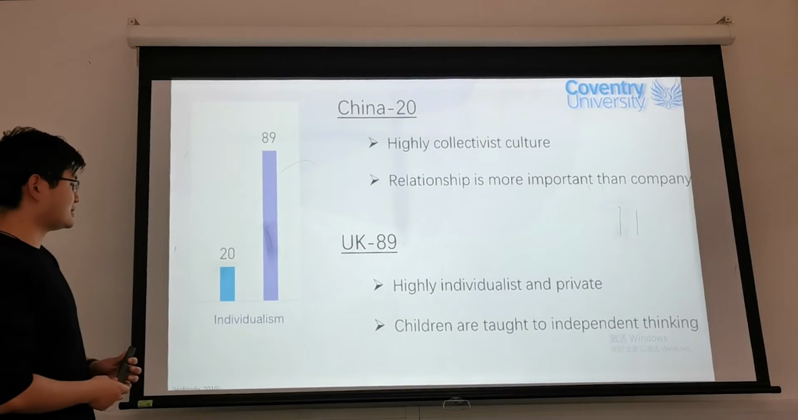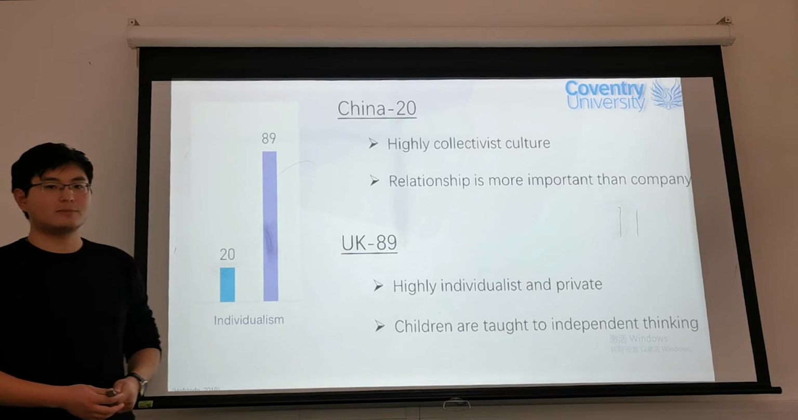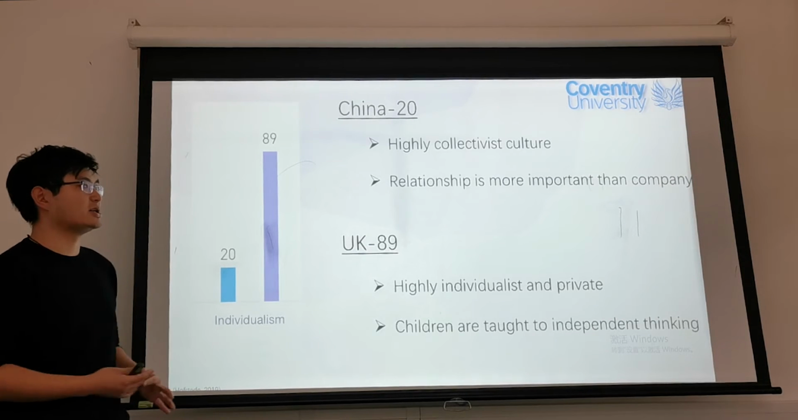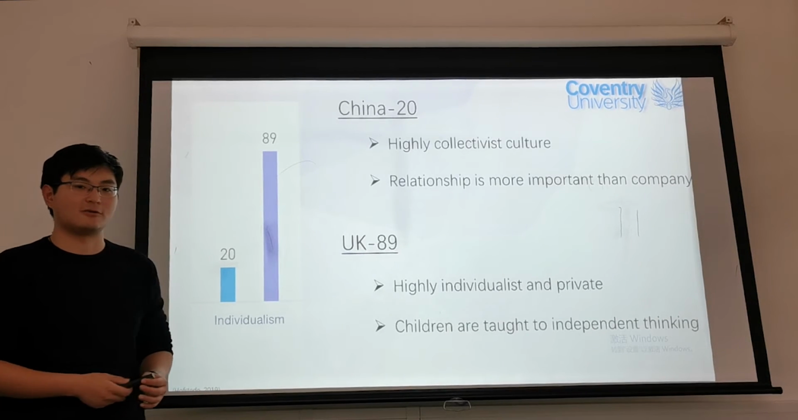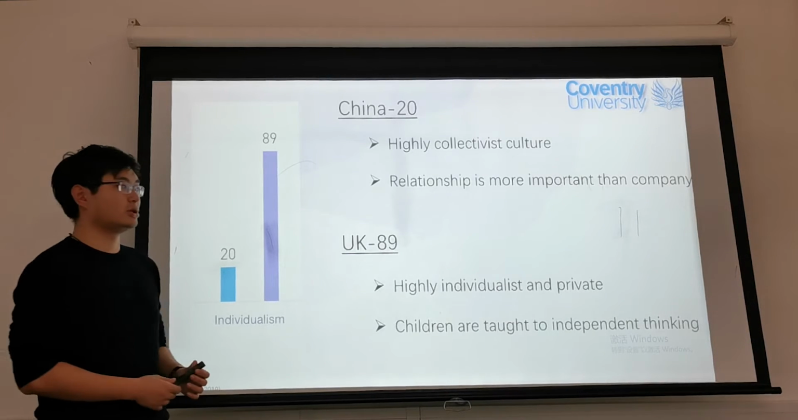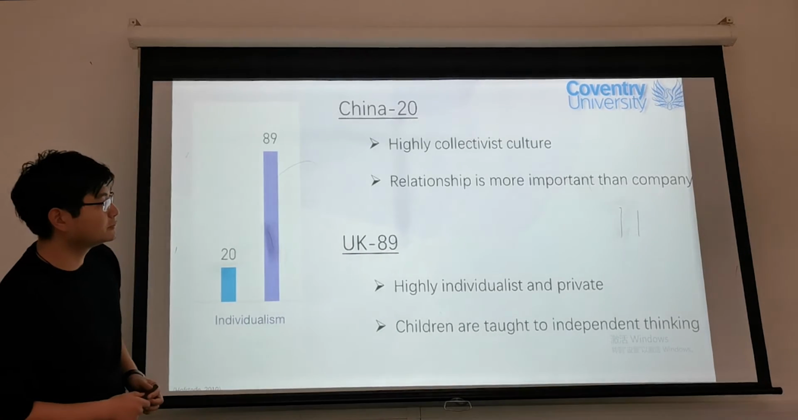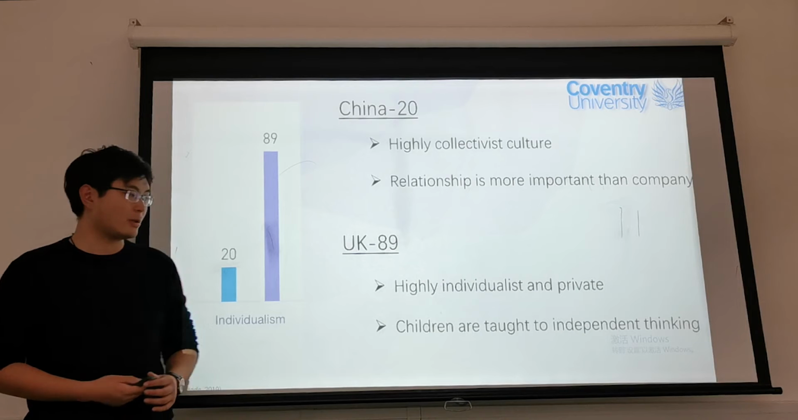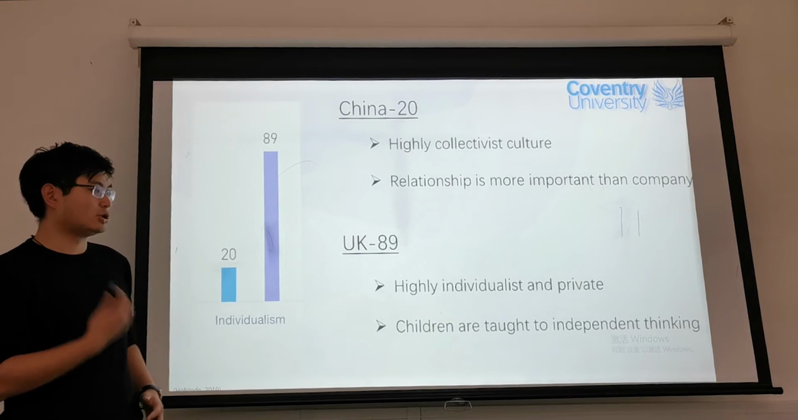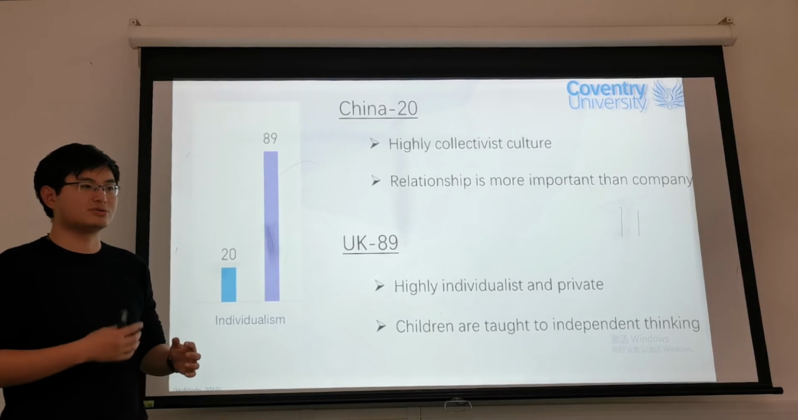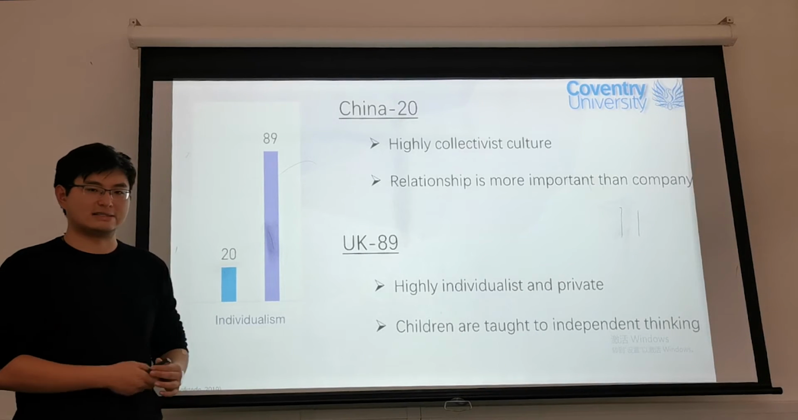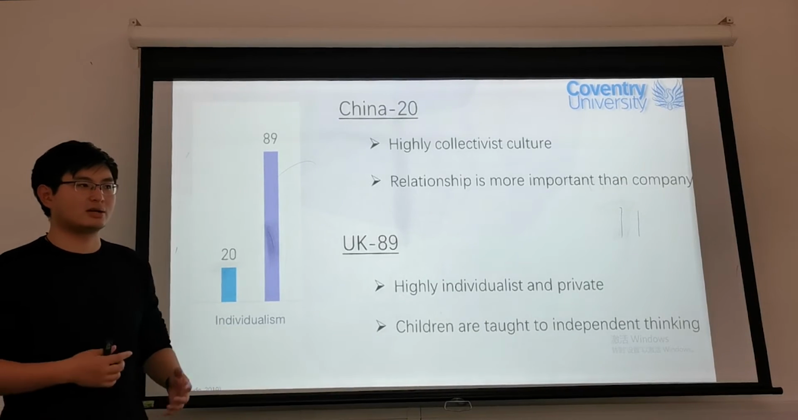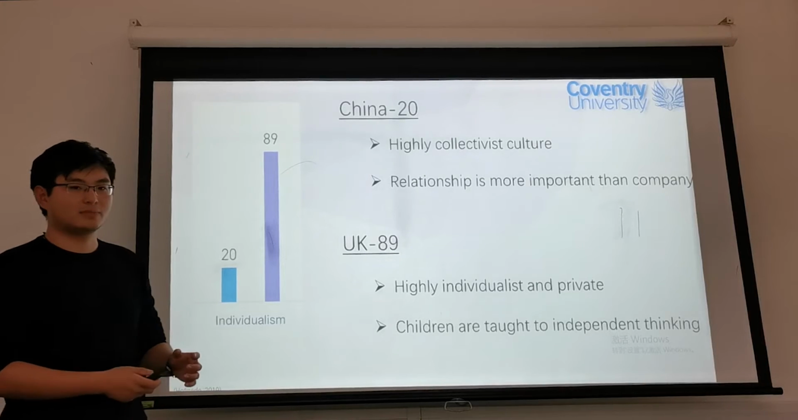So the next is social orientation. Chinese are a highly collectivist culture, and people act in the interest of groups and not necessarily for themselves. Personal relationships take precedence over tasks and the company. But in the UK, the British are a highly individual and private people. Their children are taught from an early age to look out for themselves and to find out what their unique purpose in life is, and how they can contribute to society.